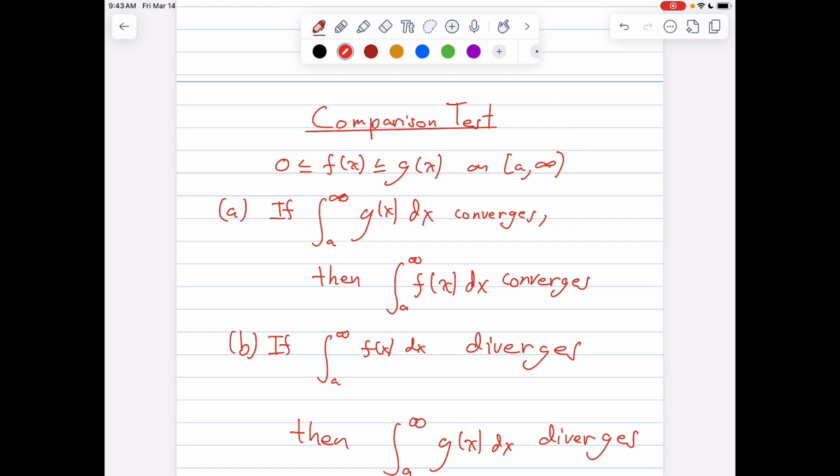First of all, if you have two functions, f and g, they're both positive, and f is less than or equal to g, then we have the following results. If the integral from a to infinity g of x dx converges, then the integral from a to infinity f of x dx converges. So in other words, if the integral of the bigger one converges, then the integral of the smaller one is going to converge as well.